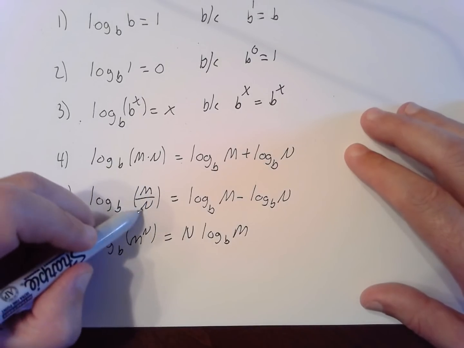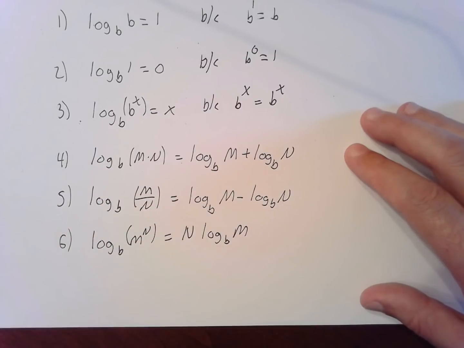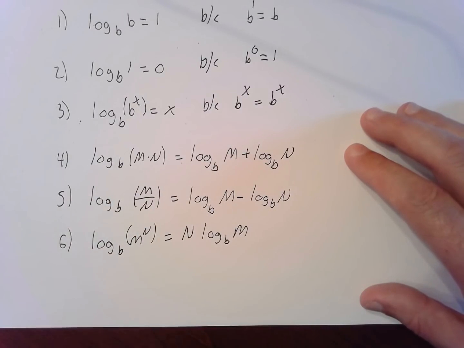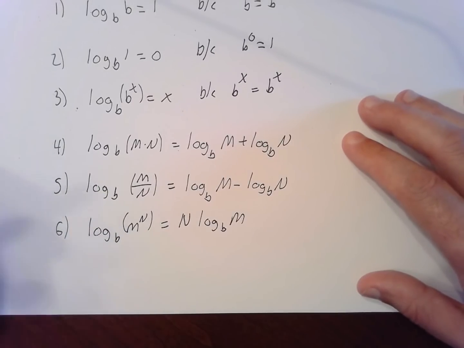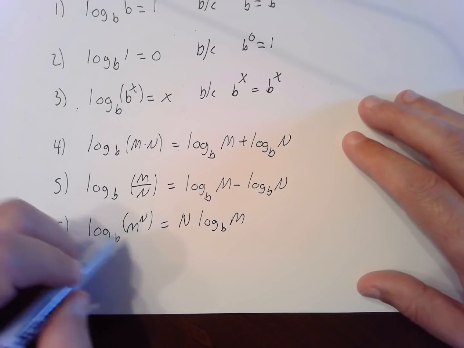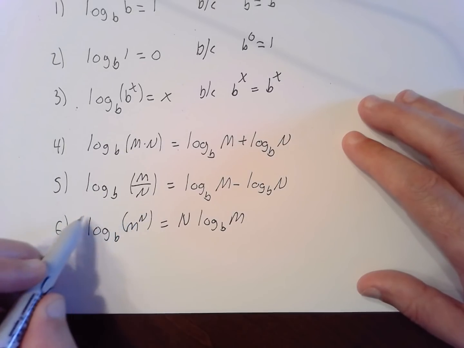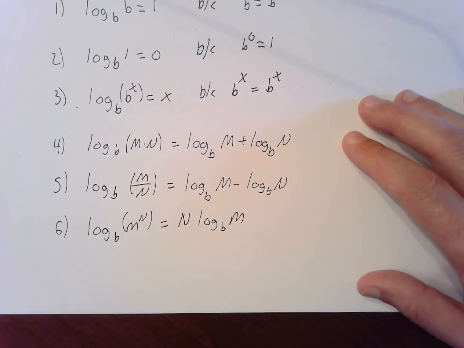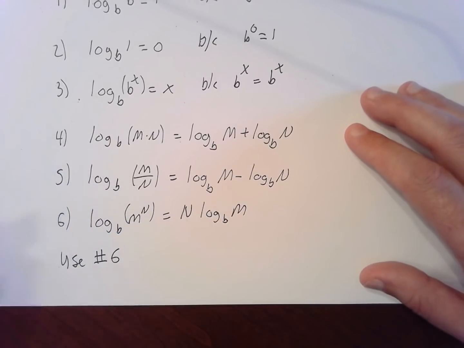Divided inside, log base b of m divided by n is log of m minus log of n. Divided inside becomes subtracted outside. That's just rules of exponents. And rule number 6, again, rules of exponents. When you raise a power to a power, you multiply. If you have log of something raised to a power, this exponent can come down in front and multiply the expression. Okay. For fun, I'm going to use number 6 to prove 3.